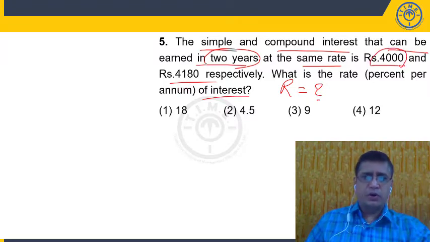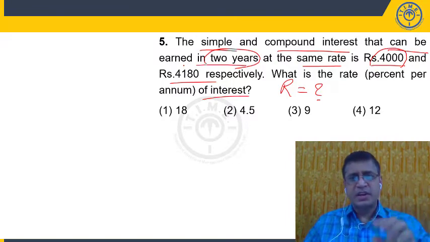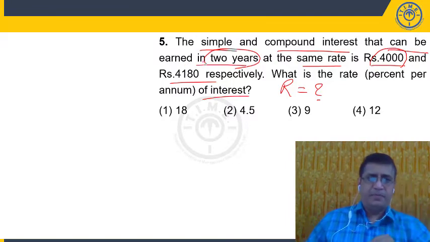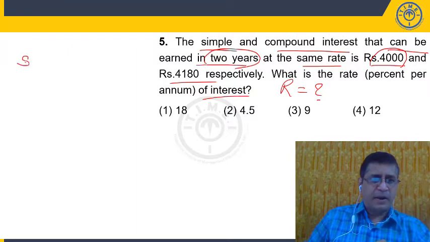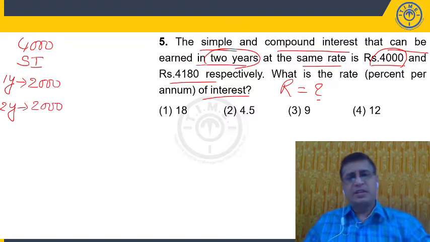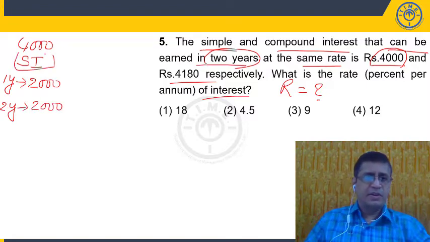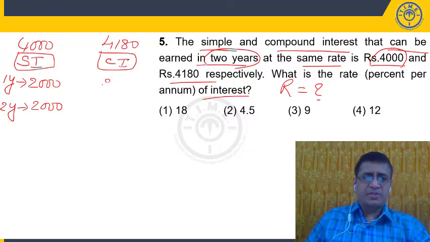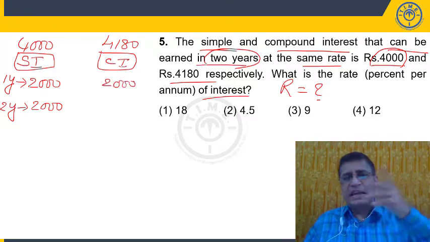4,000 is the interest for 2 years, meaning in simple interest it remains the same every time. Look at this one, I am writing here clearly. 4,000 is the simple interest. So what is the first year interest and second year interest? Every year the interest remains the same. There is no change in the value of interest under simple interest. Am I clear? Whereas in compound interest, it changes from year to year.